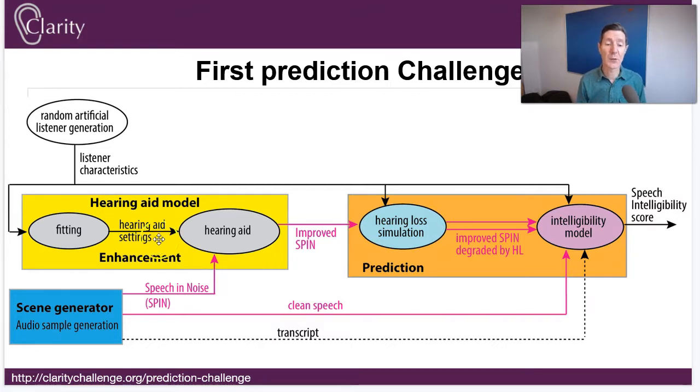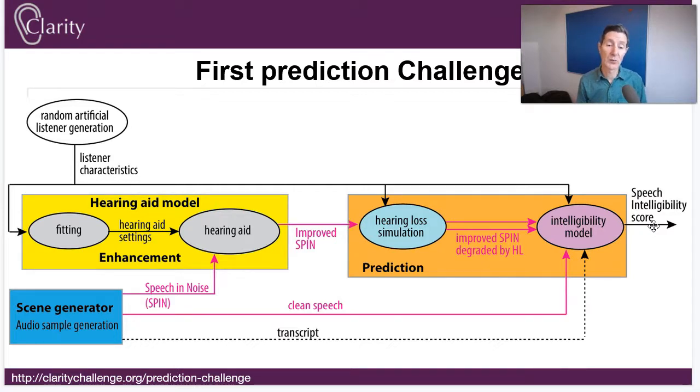And this yellow box here is what people were working on in the enhancement challenge. So we have improved speech and noise in the middle here, which is coming out of the hearing aid, and that's being fed into this prediction challenge block. And this is where we try and estimate the speech intelligibility. Now in the baseline, the hearing loss model is one from Cambridge, and the intelligibility model is MBStoi, and that outputs a score of intelligibility. For the prediction challenges, that's going to be the number of words people got right in a listening test.